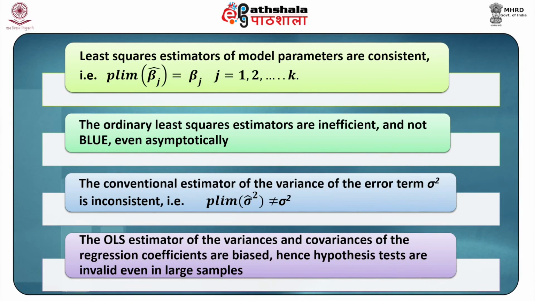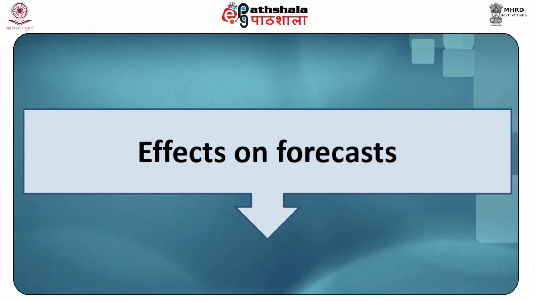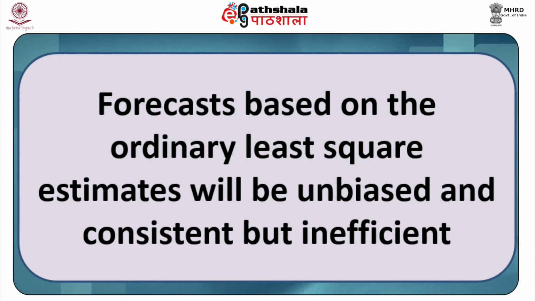Another effect is that the OLS estimators of the variances and covariances of the regression coefficients are biased, hence hypothesis tests are invalid even in large samples. Let's now look at the effects on forecast. Forecasts based on the ordinary least squares estimates will be unbiased and consistent but inefficient.